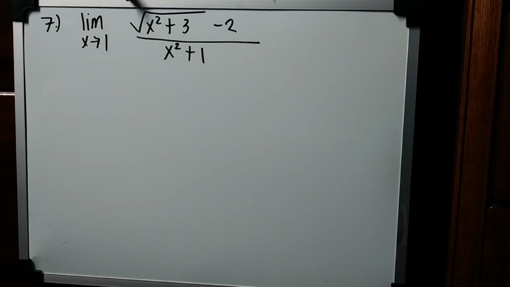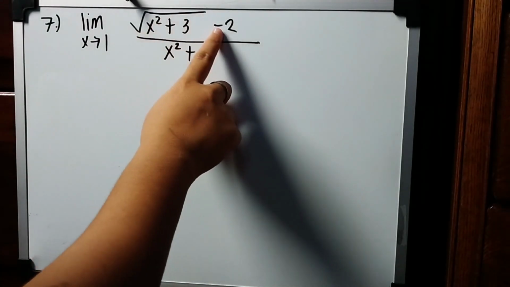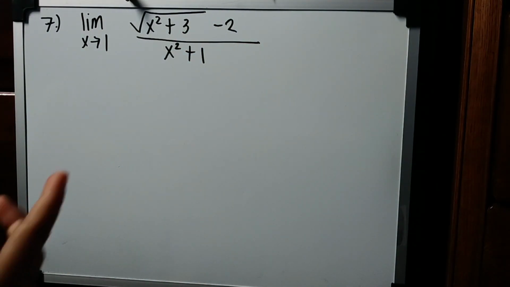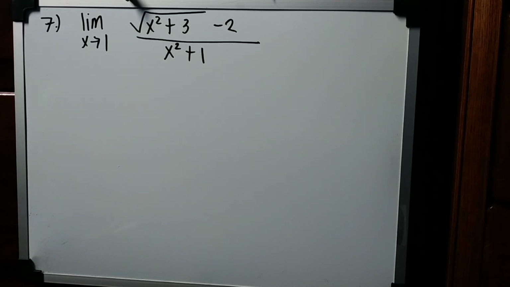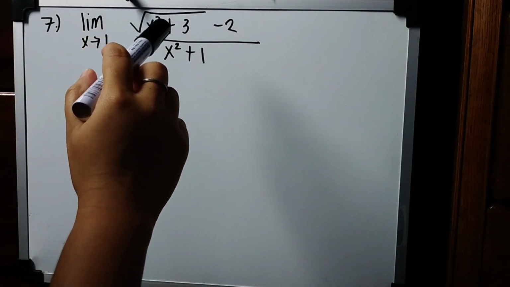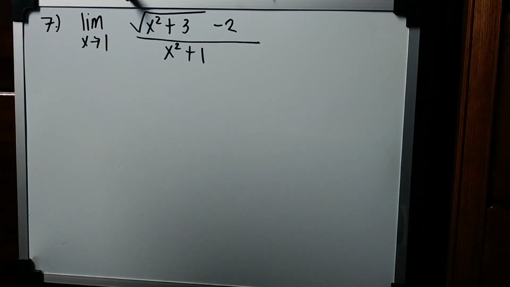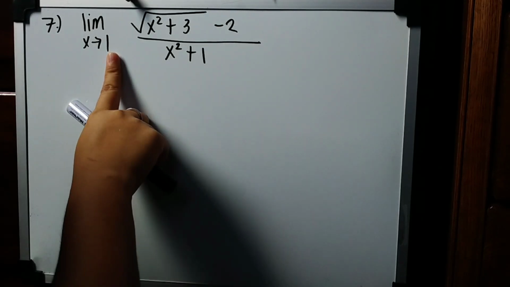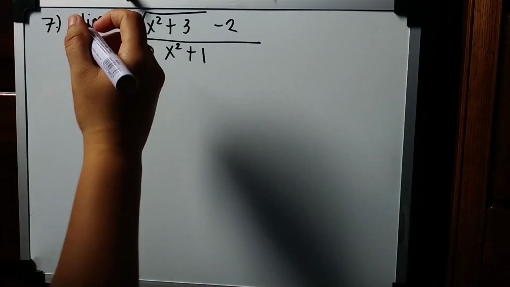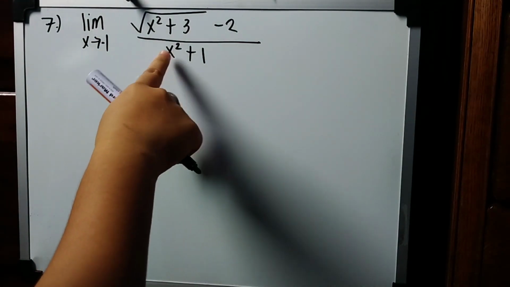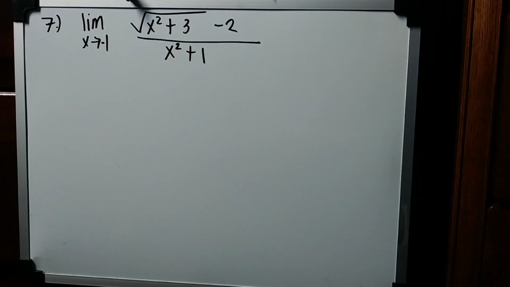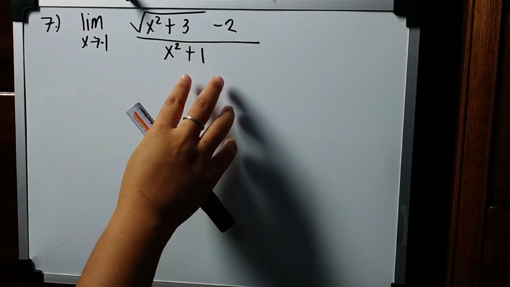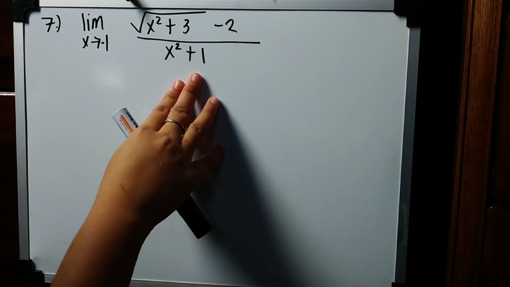So for our seventh example, we have here the limit of the square root of x squared plus 3 minus 2 over x squared plus 1, as x approaches negative 1. So as you can see here, we are now dealing with a radicand, but if we substitute negative 1 here, as we can see, this is negative 1. If this is substituted into the denominator, this will result in 2, so it is safe as long as our denominator here is not equal to 0.